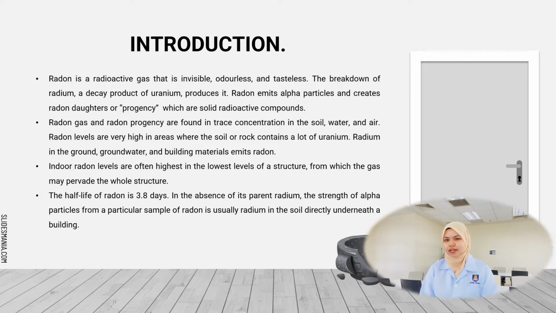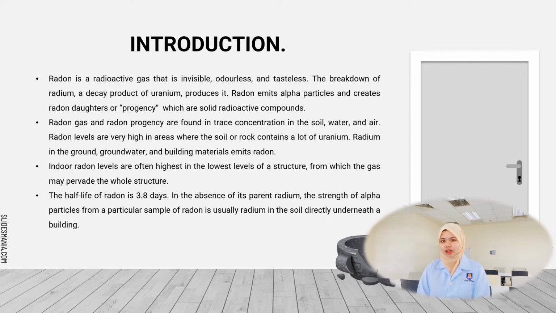Radon gas and radon progeny are found in trace concentrations in the soil, water and air. Radon levels are very high in areas where the soil or rock contain a lot of uranium. Radon in the ground, groundwater and building materials emits radon. The soil and rock beneath a building are the main source of indoor air radon, which enters the building through cracks or openings in the foundation or basement, including drains and utility access areas.